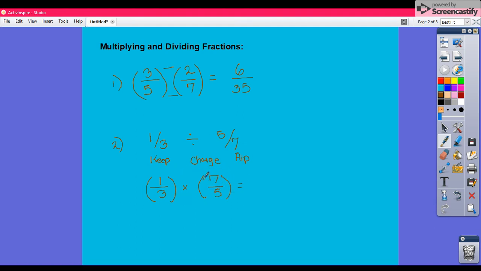When we multiply, we simply go straight across, numerator with the numerator, denominator with the denominator.